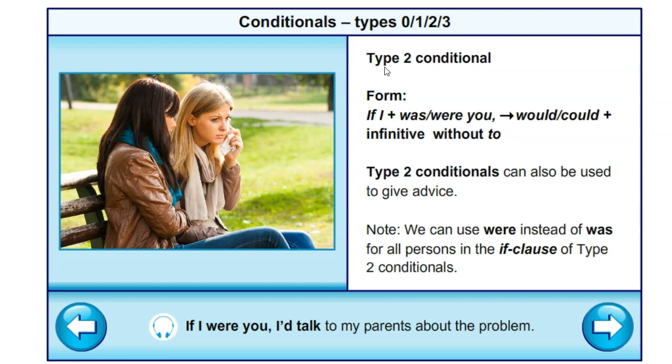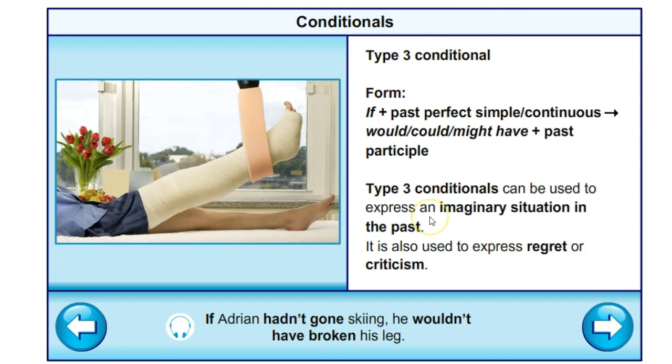Yeah. Again, we could also use it to imagine different future outcomes. If I were you, I would talk to my parents about the problem, or express regret or wish for something different. We'll have a look at that more later. So, moving on to type 3, we use type 3 to express an imaginary situation in the past. So basically, we use it to give criticism, to express regrets, or actually wishes for changes to the past.